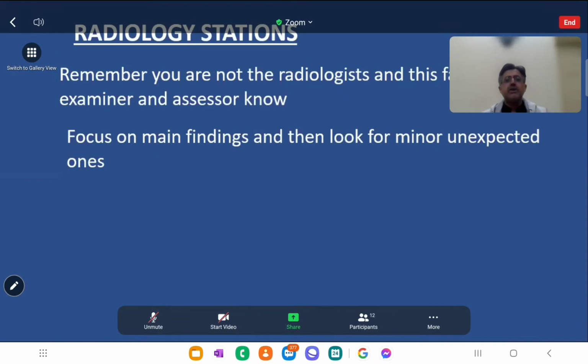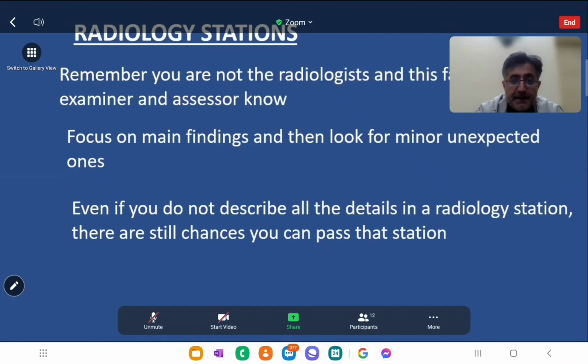So you need to focus on the main findings and then look for the minor unexpected finding. So even if you miss the minor findings, still you can score good marks in that station. And similarly, as I already said, if you do not describe all the details in a radiology station, there are still chances that you may pass or score some points in that station. And in talks, it is the overall passing marks on which you will be judged. So you need not pass each and every station in the talks examination.